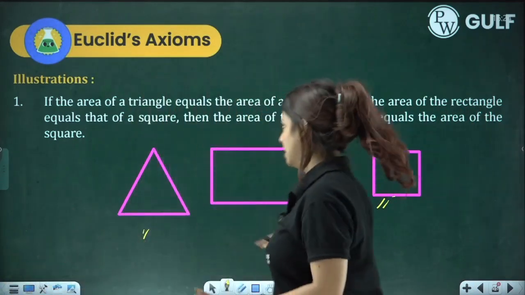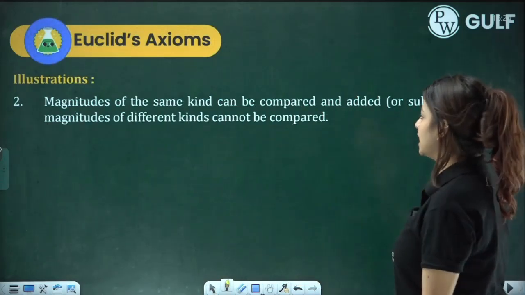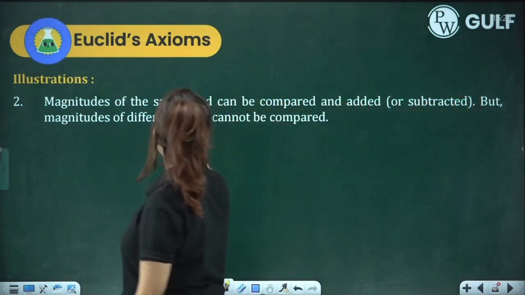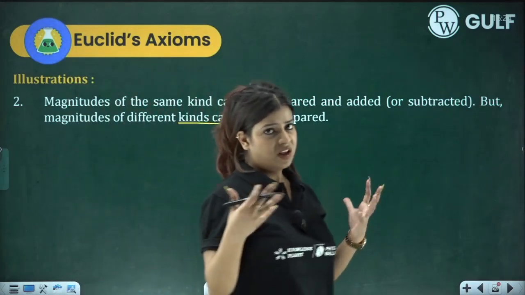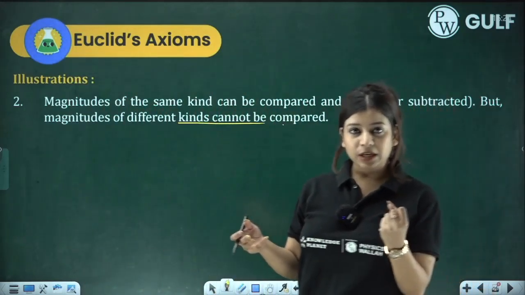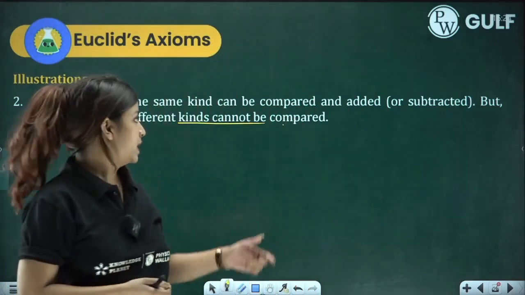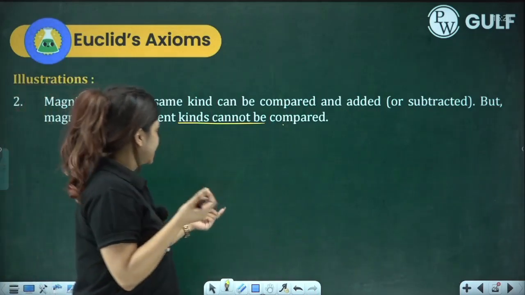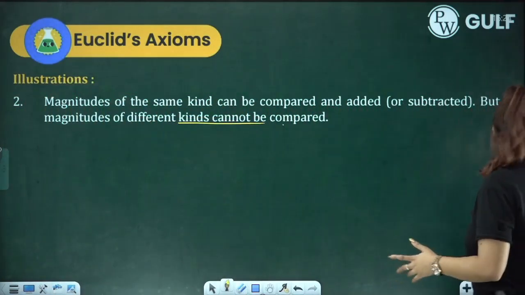As simple as that. The next illustration that we have is magnitudes of the same kind can be compared, added or subtracted, but magnitudes of different kinds cannot be compared. For example, kilograms with liters cannot be compared. Centimeters with kilograms cannot be compared. So the unit has to be the same, the quantity has to be the same, and the kind has to be the same. The magnitudes of different kinds cannot be added or subtracted.